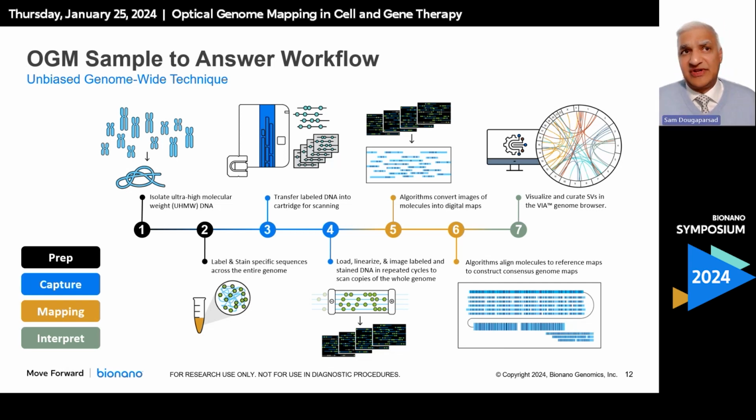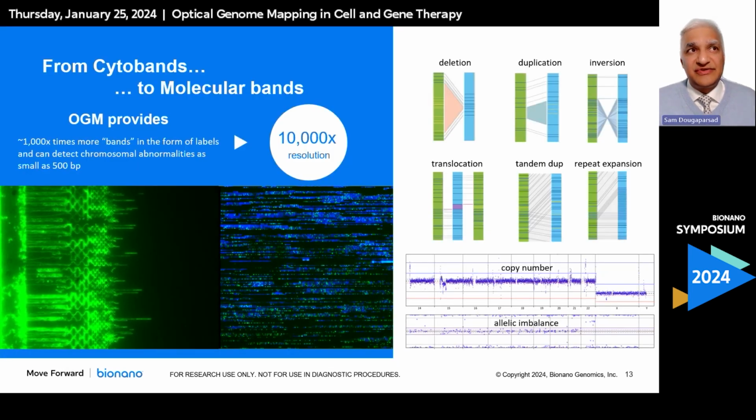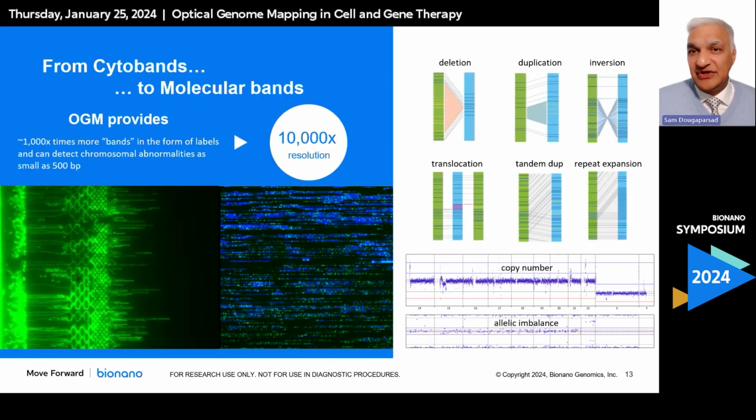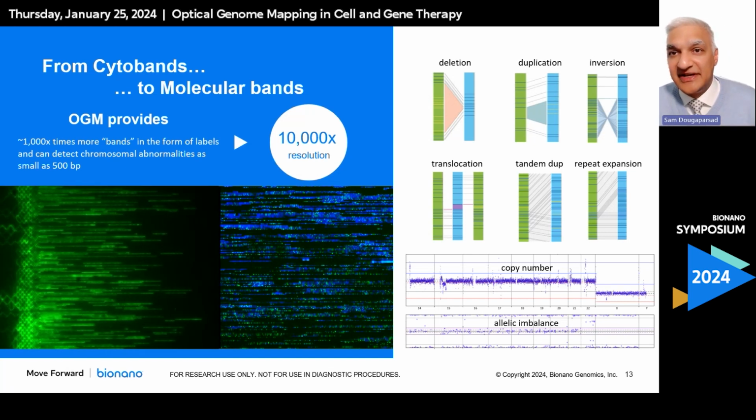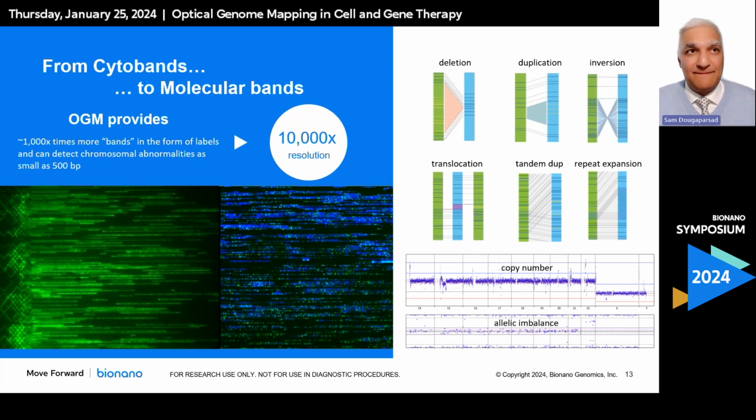The interpretation occurs at the end of the process with visualization of structural variants that are exclusively in the test sample as compared to a reference. The comparison of structural variants is as simple as looking at the difference in the pattern of the test molecule as compared to the reference molecule. So here's an example of a live visualization of these molecules passing through the electrophoretic field into the Bionano analyzer.